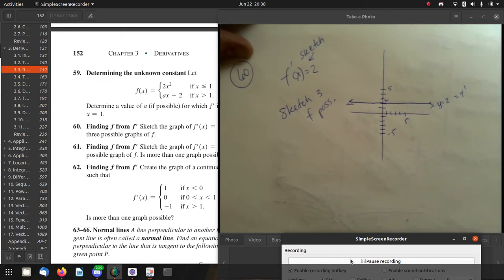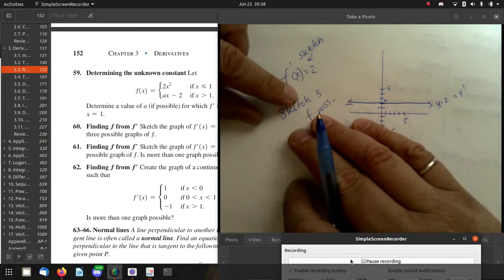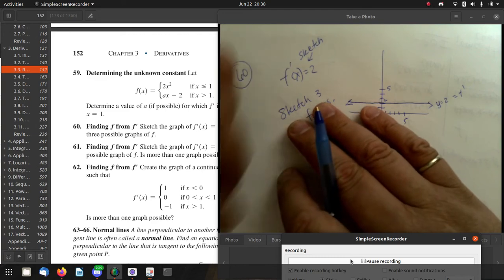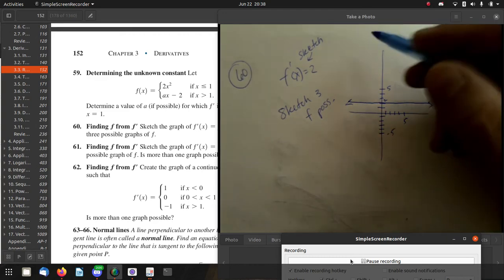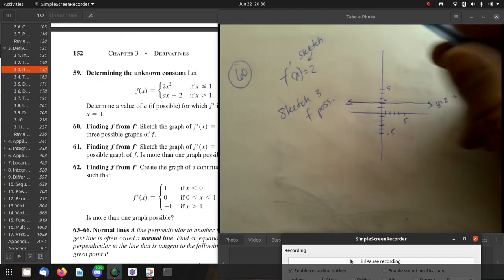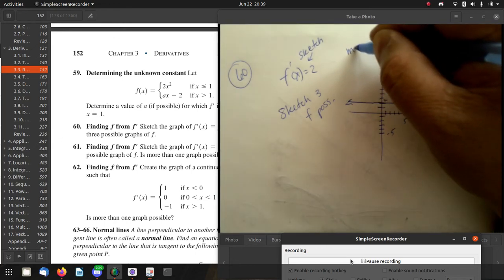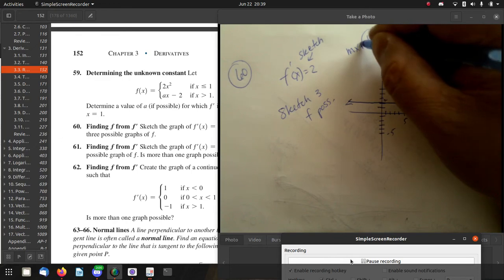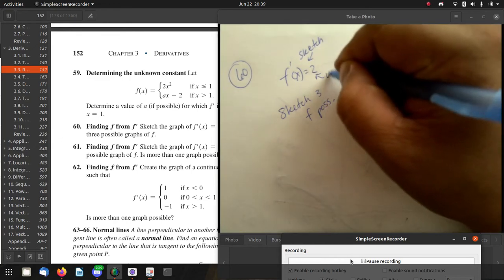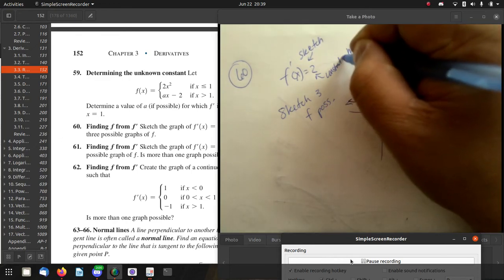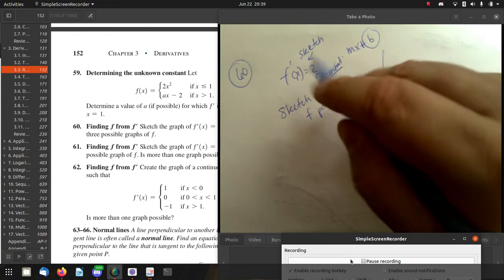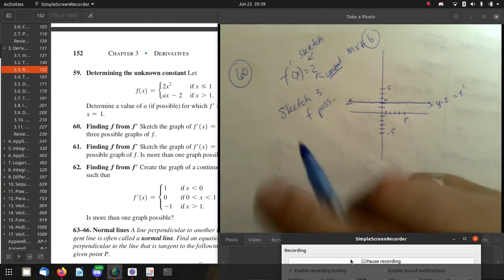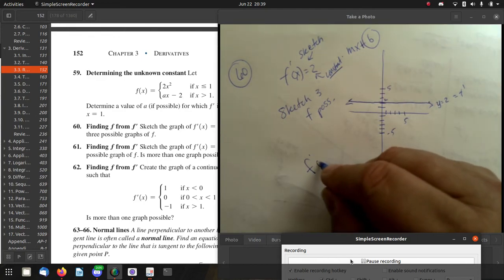And so they now said to sketch 3 possibilities of f. First, why did they say 3 possibilities of f? Well, we know that we have mx plus b, right? That is our parent form of a linear function. And we know that because this is a constant, if the slope is a constant, we already talked about how that means that f of x must be linear.